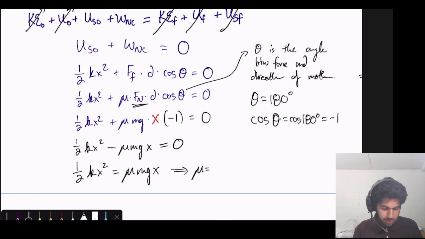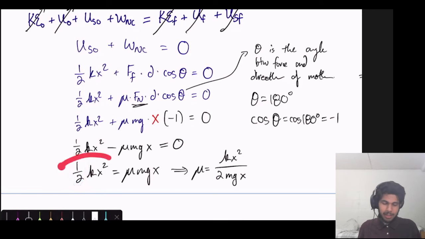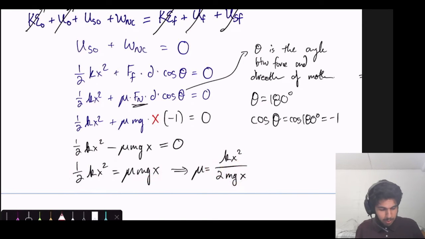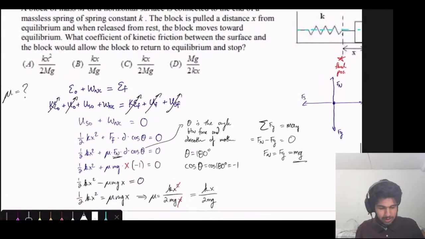We get mu is equal to kx squared over 2 mgx. I combined the 1/2 into one fraction, so this is kx squared over 2, and then we're dividing by mgx, so we throw that in the denominator as well. Then one of these x terms cancels, so we're left with kx over 2mg. And if we take a look at our answer choices, we see that choice C is our answer.